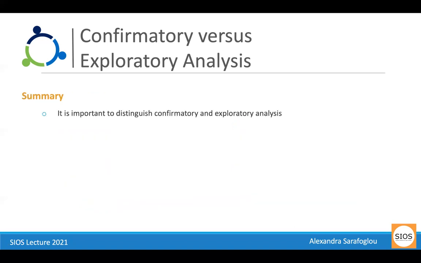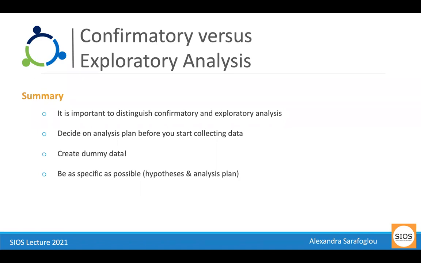Okay, so here a little summary. It's important to distinguish the confirmatory and exploratory analysis. Otherwise, you just might end up analyzing noise or randomness in your data, like we saw with this easy example with the successes and failures. And in order to do that, the best way is to decide on an analysis plan before you start collecting your data. And in order to do that, the best way is to write it all out and to create dummy data or use pilot data from some other study. And then write your proposal to be as specific as possible, so in your hypothesis, but also in your analysis plan.